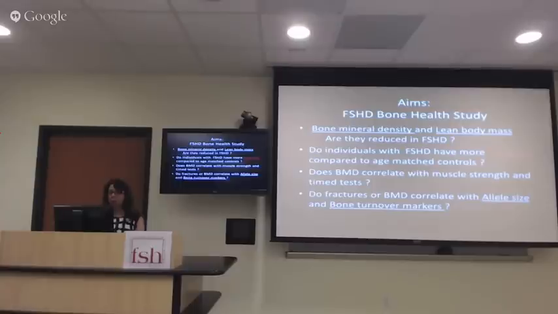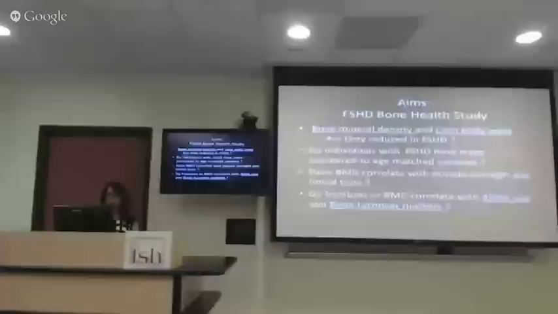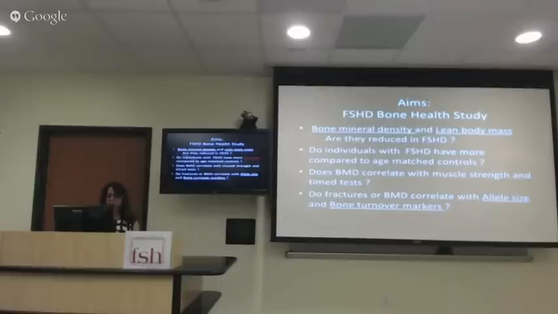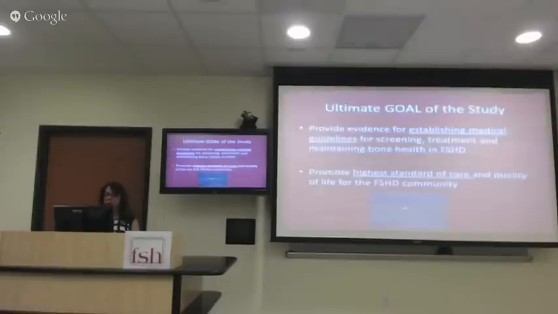Just go over some of our aims. We're looking at bone mineral density and lean body mass. Are they reduced in people with FSHD? Do individuals with FSHD have more fractures compared to their age-matched controls? How does bone mineral density correlate with muscle strength and timed testing? Do fractures or bone mineral density correlate with the allele size that I've just reviewed? And how do fractures relate to bone turnover markers?